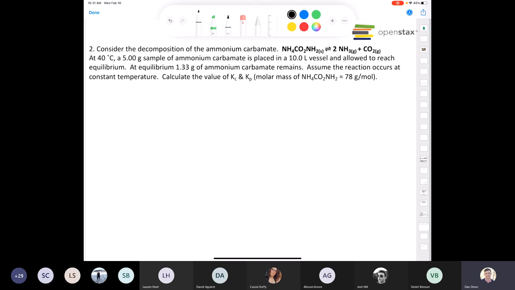So let's start out by writing down our balanced equation. We've got ammonium carbonate, which we discussed today is a solid. And that's in equilibrium with 2 moles of ammonia, which is a gas, and 1 mole of CO2, which is also a gas. If I was going to write a KC expression for this right away, my KC is going to be equal to the concentration of my ammonia squared times the concentration of my CO2, right? That's my KC expression. Ammonium carbonate doesn't factor into it because ammonium carbonate is a solid.